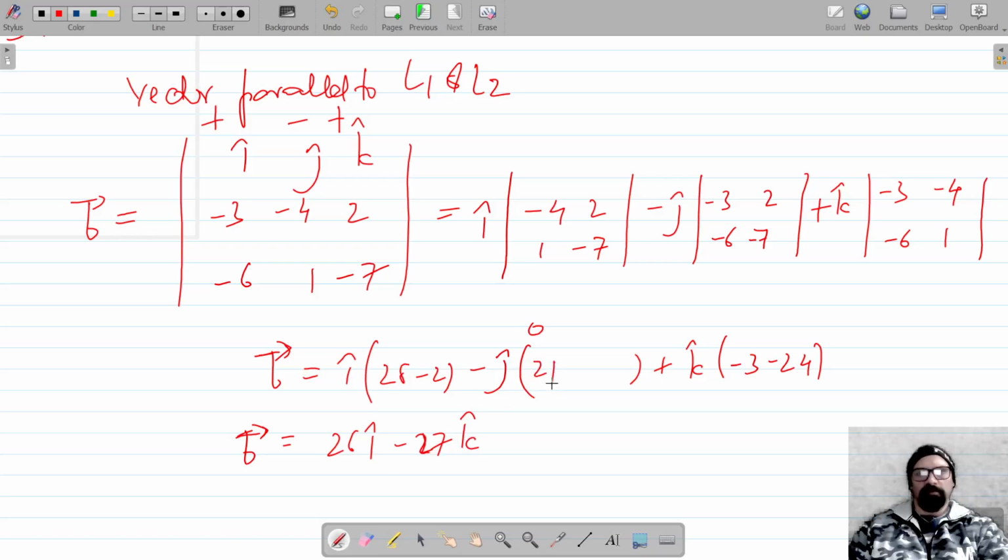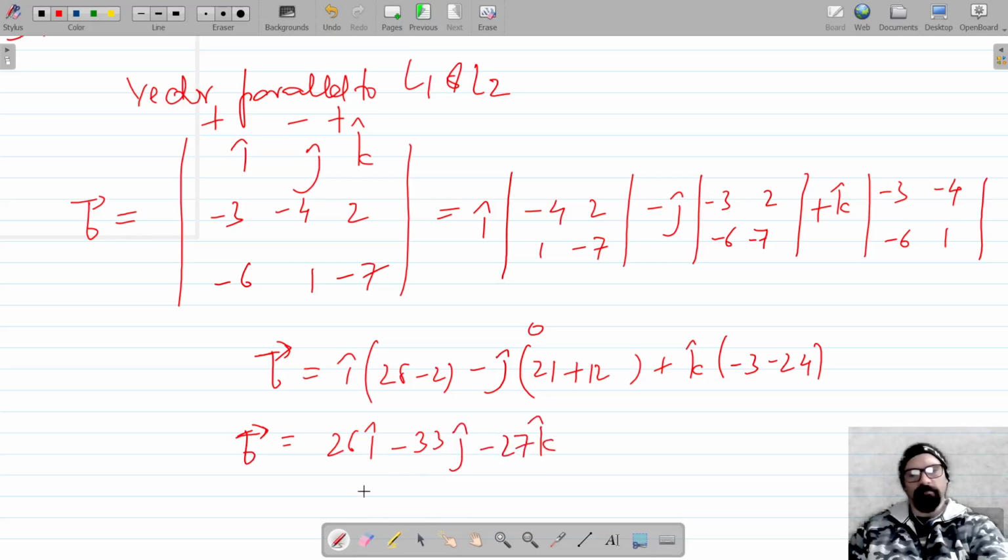This is actually plus 21 and 12, which gives me negative 21 plus 12, which is 3, 3 j cap, and negative 27 k cap. So these are the vector that is parallel to both lines L1 and L2: 26 i cap minus 33 j cap minus 27 k cap.